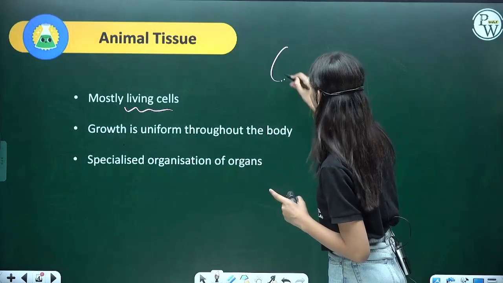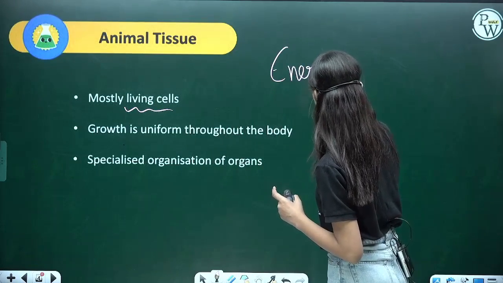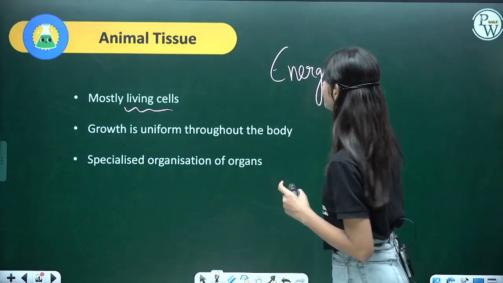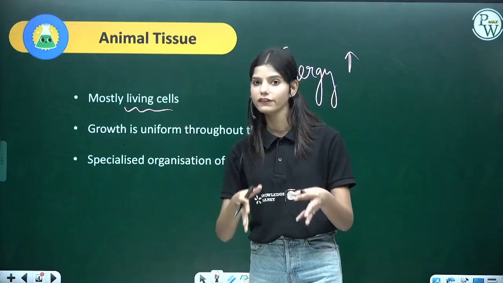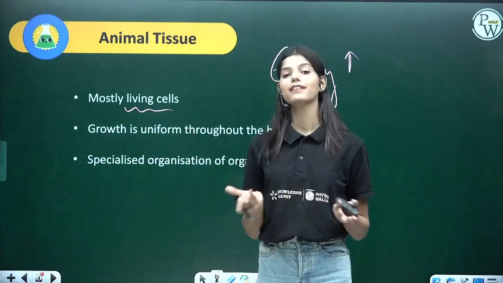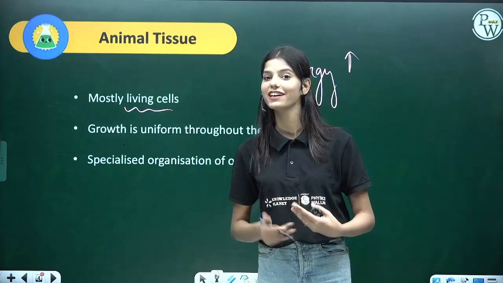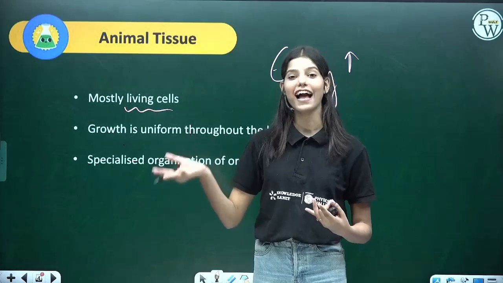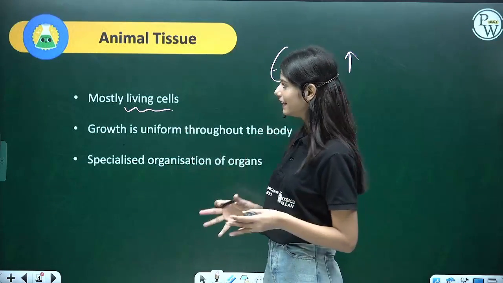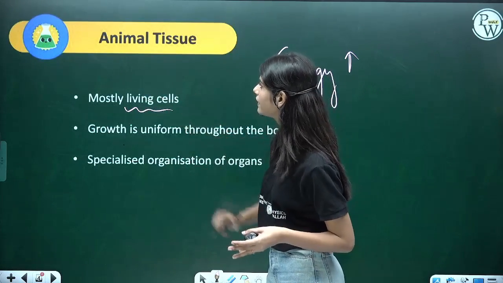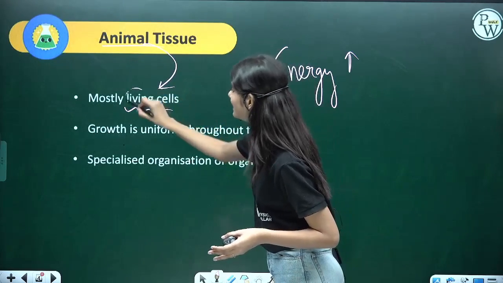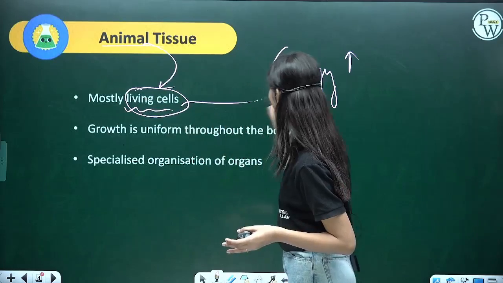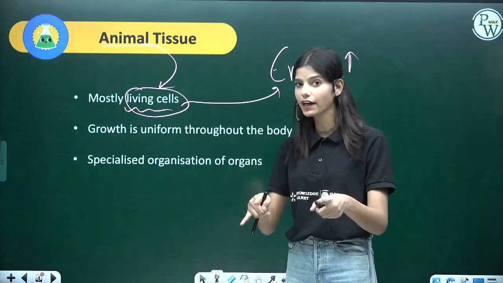So you need a lot of energy, more than plants, and that's why your body is composed of living cells. Most of the cells in your body are actually living, because living cells can do respiration. Remember mitochondria, it is actually there in your cells. So basically these animals are composed of living cells. Why exactly? So that these living cells can perform respiration, and it can provide you with the energy to perform a lot of functions.